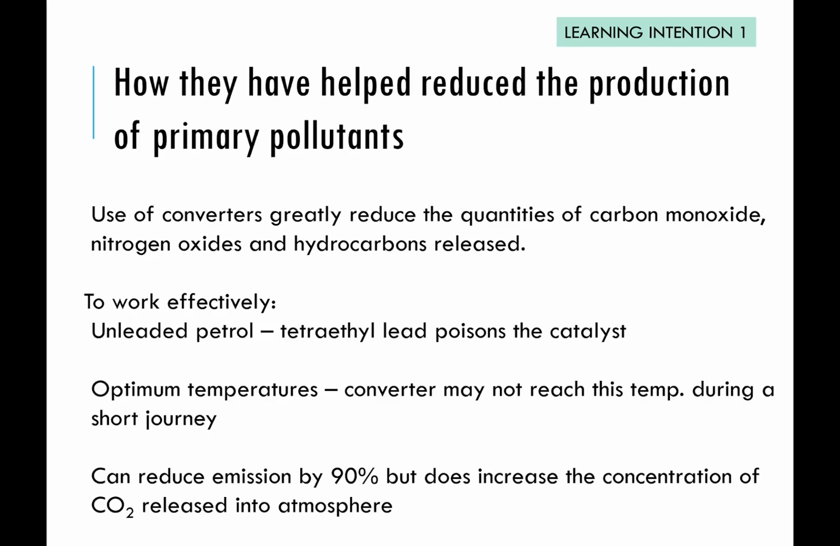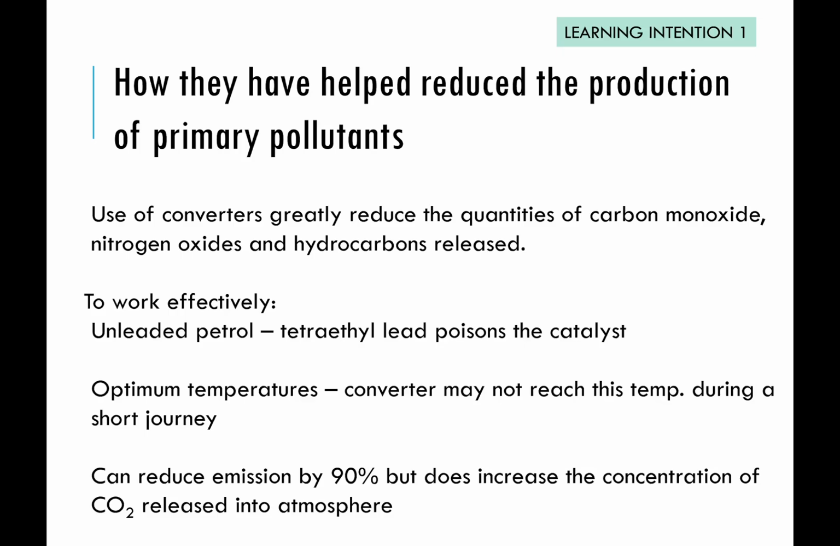So how have we helped reduce the production of primary pollutants? Well, the use of converters greatly reduces the quantities of carbon monoxide. That's really bad for us. If we breathe it in, we can die because it has a great affinity to our hemoglobin and makes us suffocate. Nitrogen oxides, which are those NOx molecules like nitric oxide and nitrogen dioxide, and hydrocarbons are released into our atmosphere. And these things are really bad because they contribute to photochemical smog.